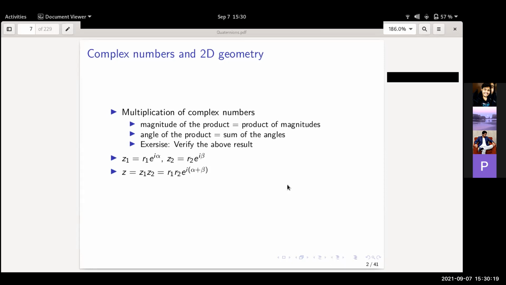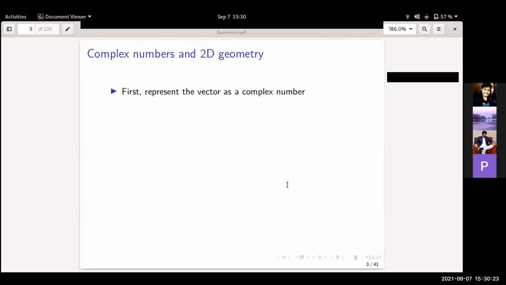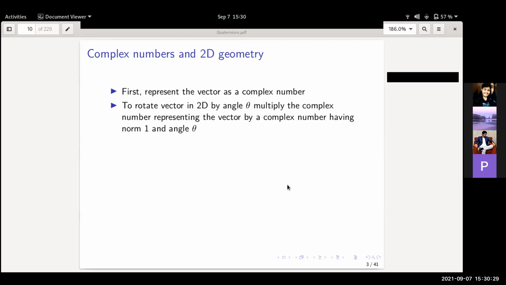Yeah, very good. So how to rotate a vector in 2D by angle theta is basically what we have discussed. Express the vector as a complex number. To rotate a vector in the two-dimensional plane by an angle theta, you just need to multiply this number, which is representing the vector, by another complex number having norm 1 and angle theta. Basically, multiplication behaves like a rotation operation.